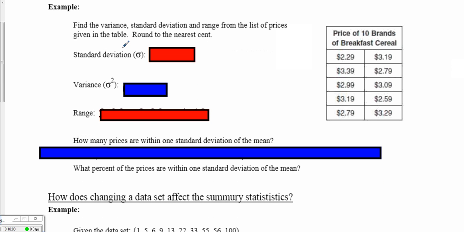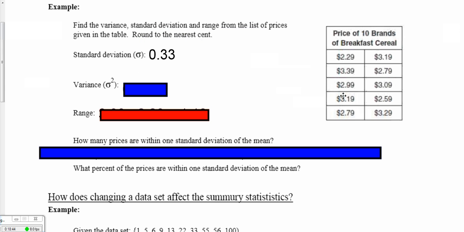Let's try one last example here. Find the variance, standard deviation, and the range from the list of prices given in the table. Round to the nearest cent. So here we have 10 brands of breakfast cereals and their prices. We can input each one of these into the calculator and run our one variable statistics test to find each of these pieces. When we do that, we would find the standard deviation to be 0.3257. Now if we wanted it rounded to the nearest cent, this would become 0.33.